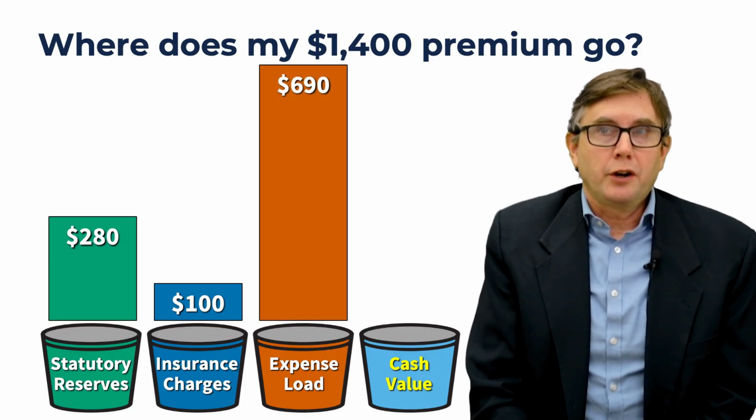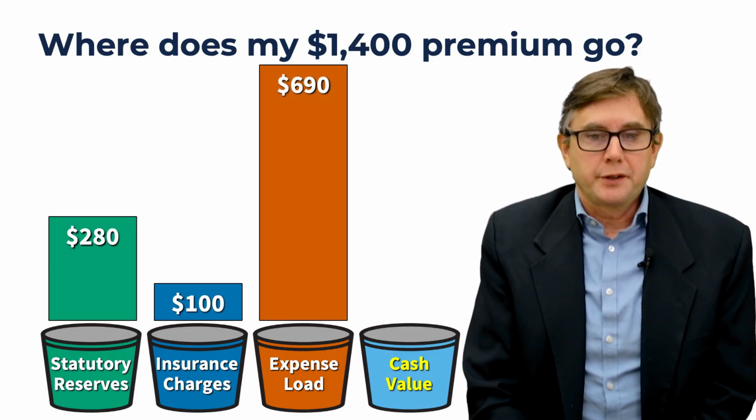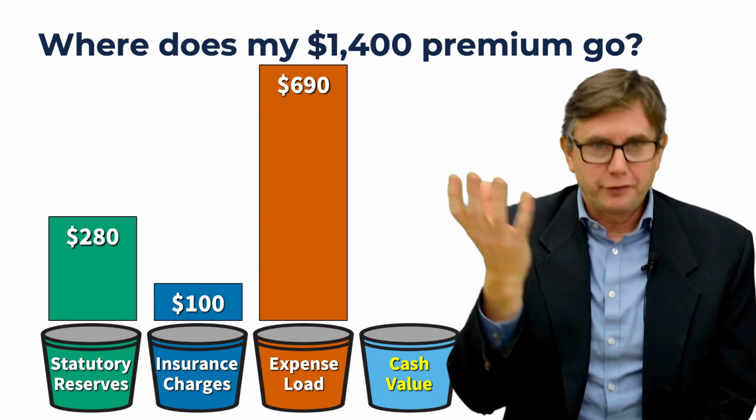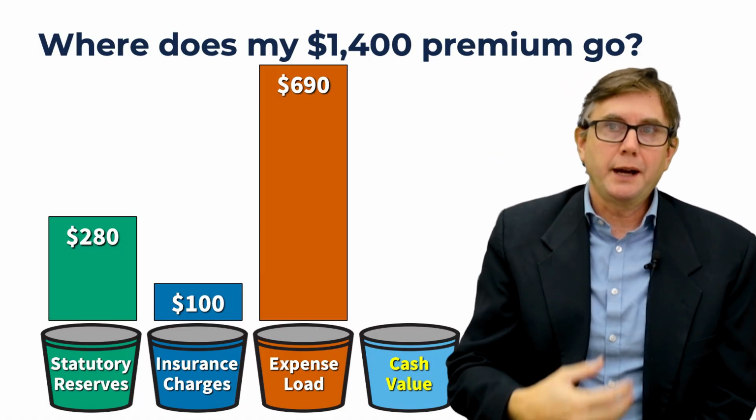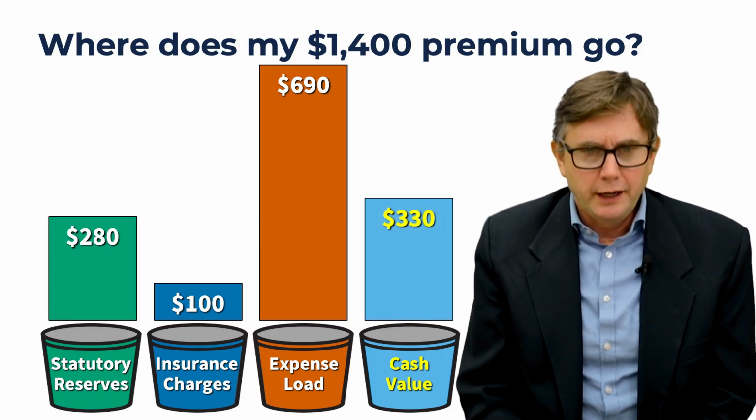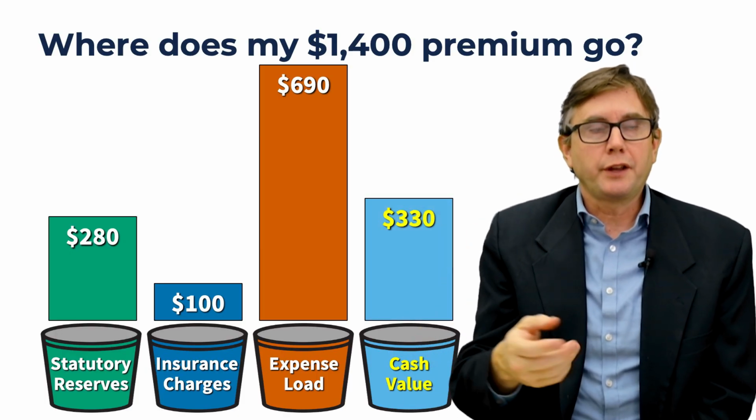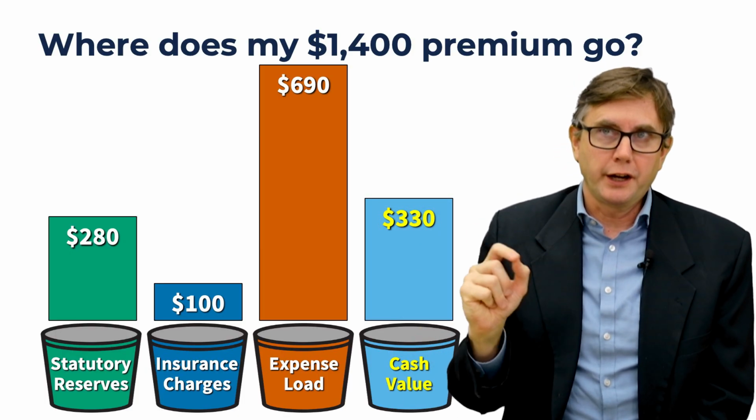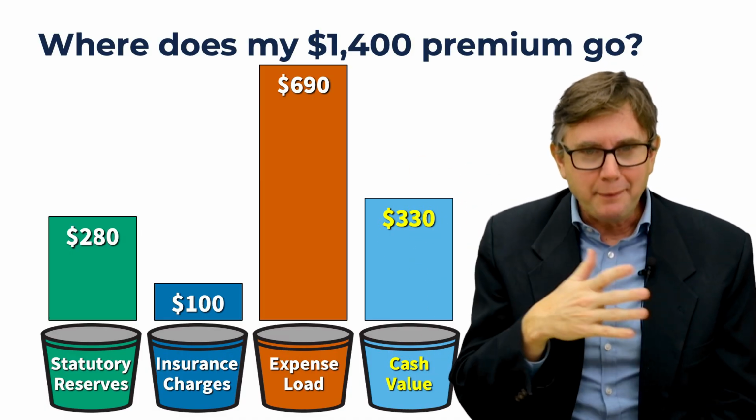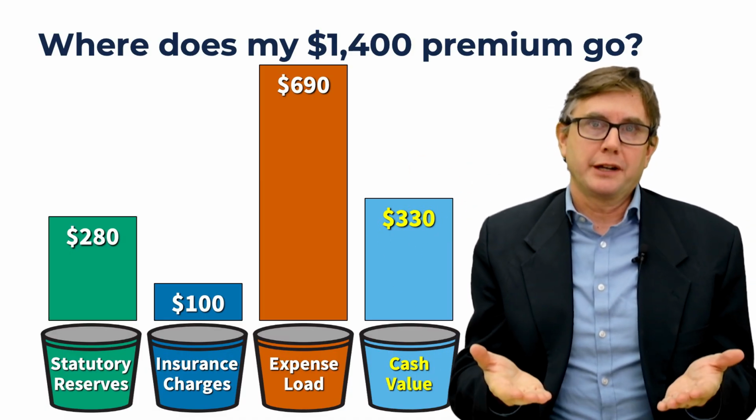Then you've got what we call the expense load. And so that expense load is what pays the administrative costs of all this policy getting set up. And then, yeah, some of it will go to the cash value that the consumer gets. So that first year, you're writing a check for $1,400. You see your insurance statement and it says $330. And you're like, what happened to the rest of it? Well, that's what happened to the rest of it.